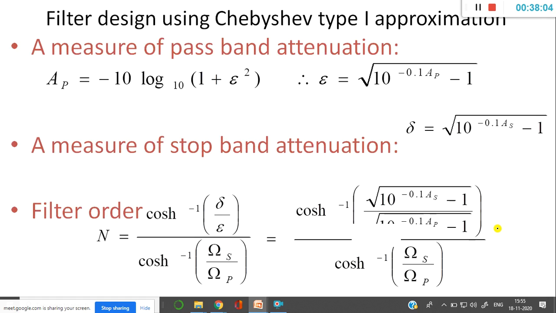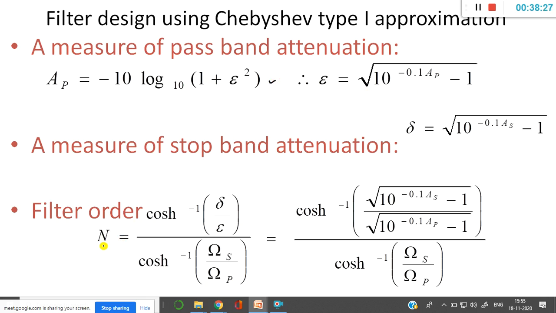Now just go through the formulas. These are the formulas that we use. Passband attenuation is minus 10 log 10 of 1 plus epsilon square. As I told you, we'll be using the formulas directly to calculate.